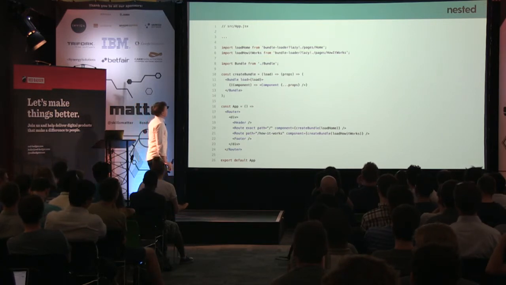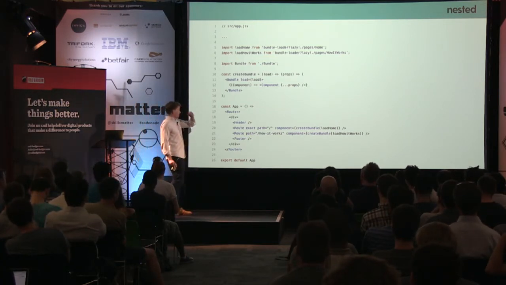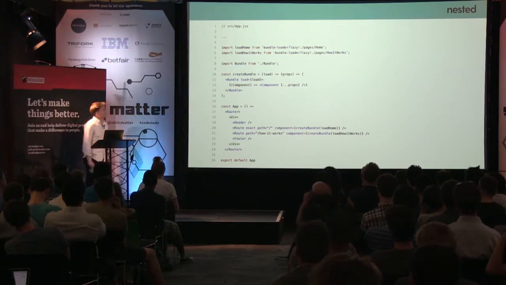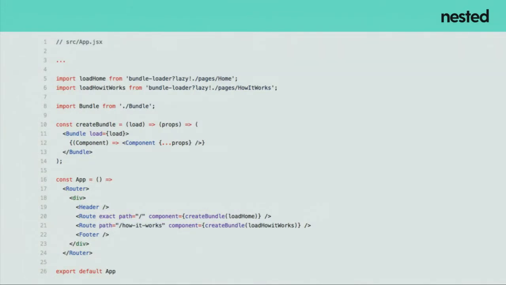So main things to take away here are that we're importing two different pages on lines 5 and 6. Or are we? We're almost importing two different pages in lines 5 and 6. So we're using something called bundle loader with the lazy option. Now what that does is it creates a function, load home in this case, which when invoked will request the code for pages/home. So you're not going to get it immediately. When this import statement runs, you're not getting that code, but you'll get a function that will allow you to request that code at runtime. The same for line 6 beneath, How It Works.